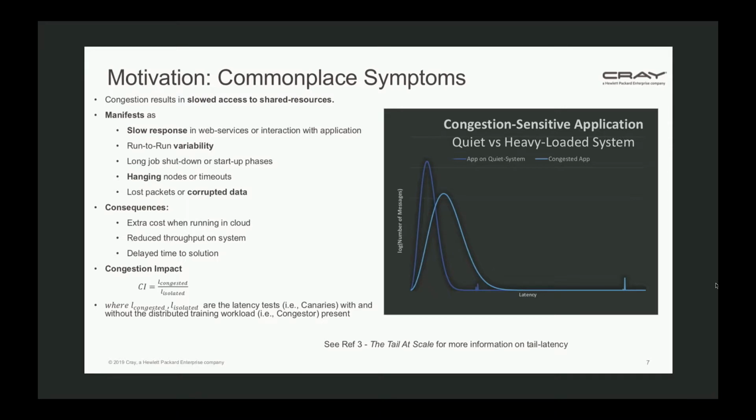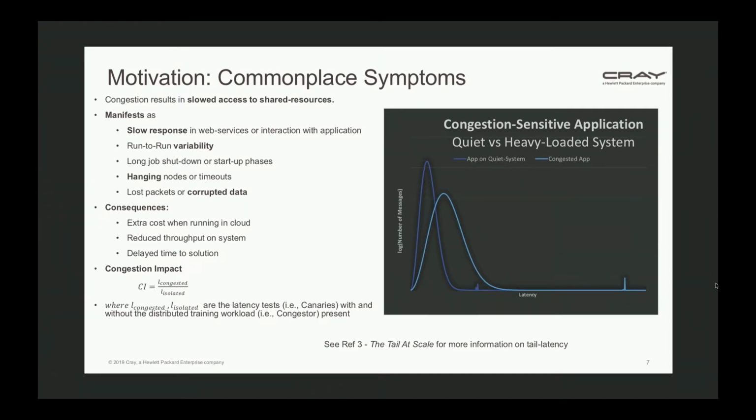Other symptoms of this are corrupt data, hanging nodes or hanging servers, and run-to-run variability, where you get different performance one day and maybe better performance the day before. So we use this new benchmark that's been designed by some of the national labs, and they proposed this congestion impact feature, a figure of merit. It's essentially the latency of an application running on a congested system over the latency of the app running on an isolated system.